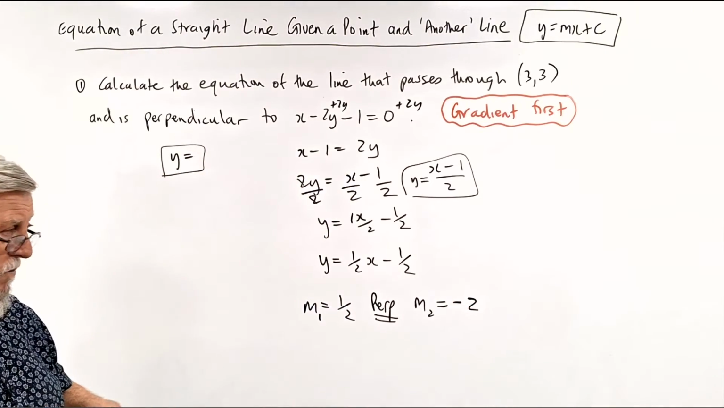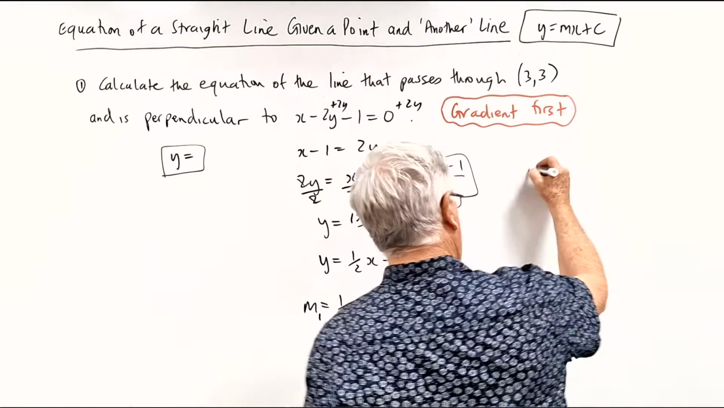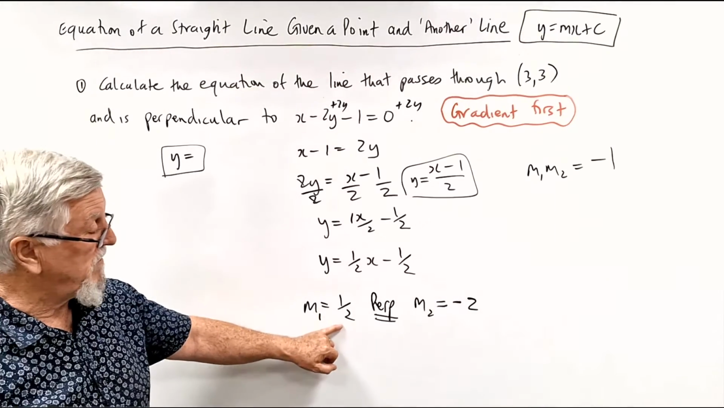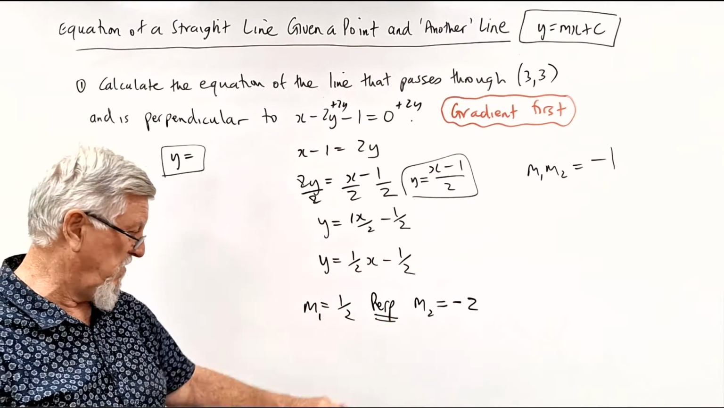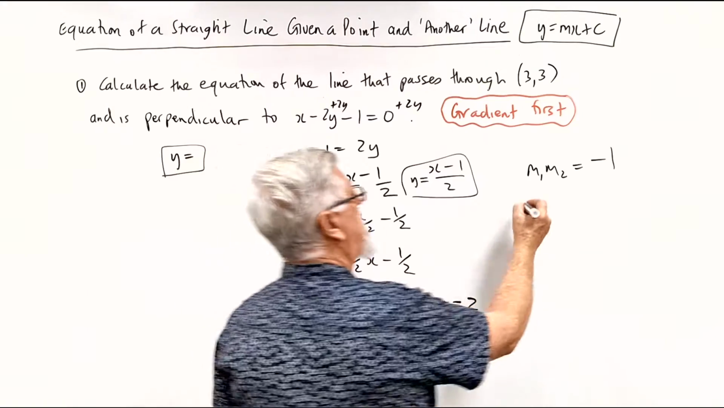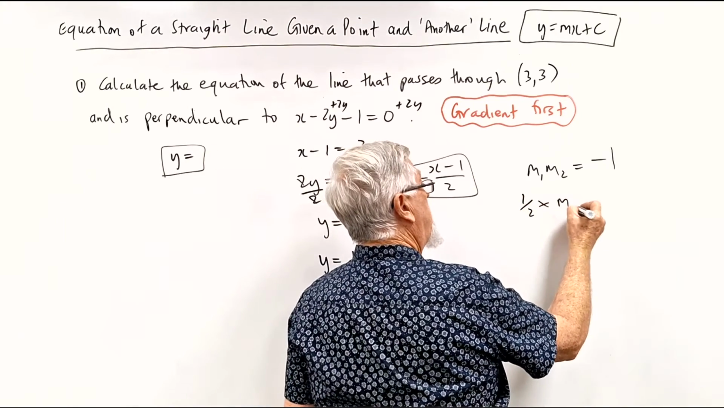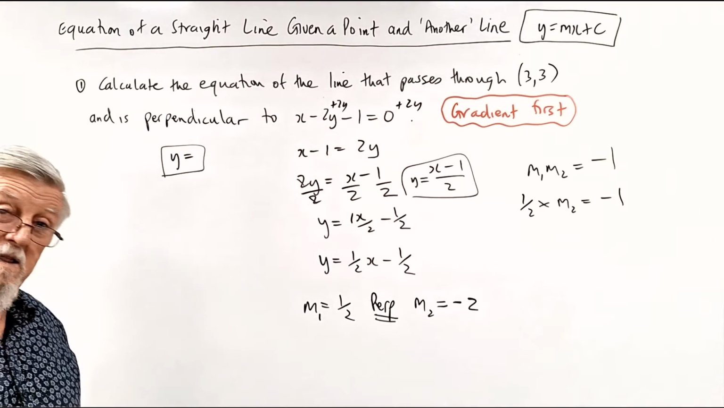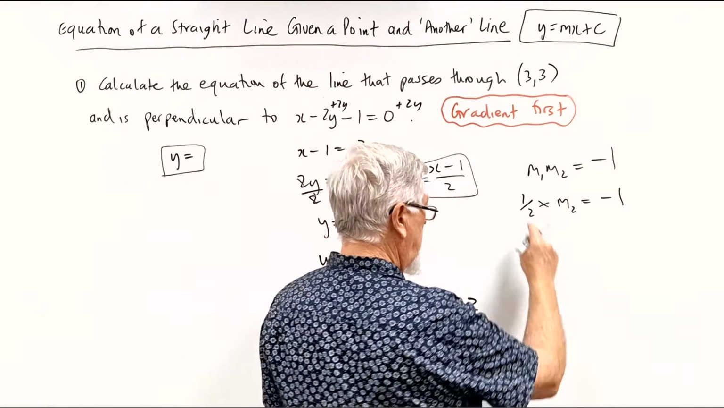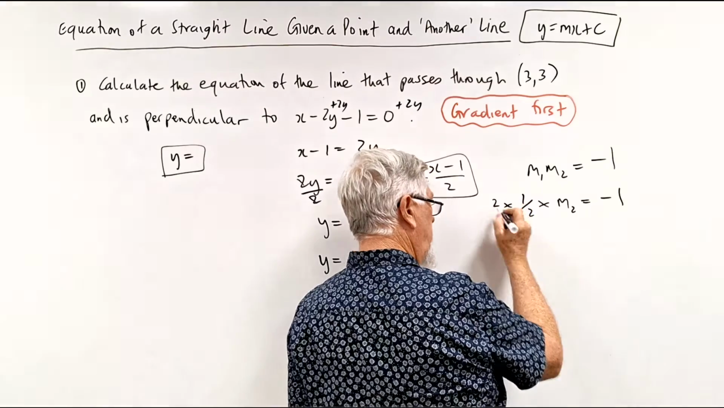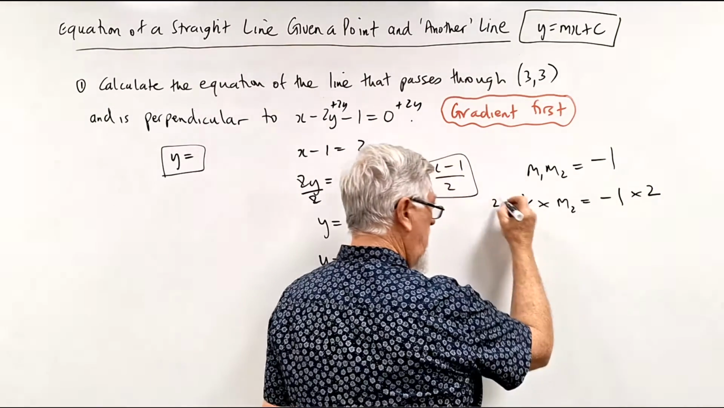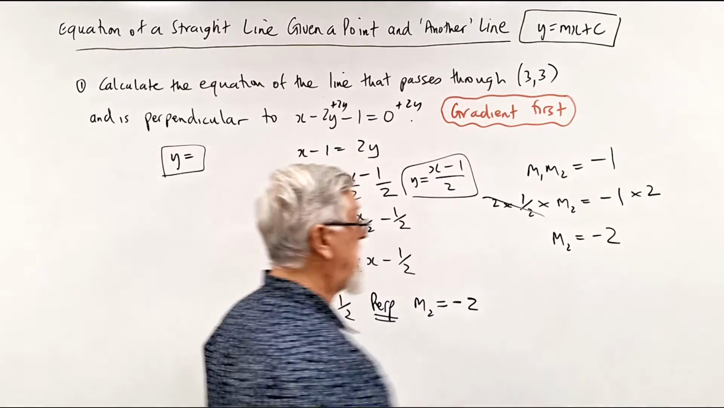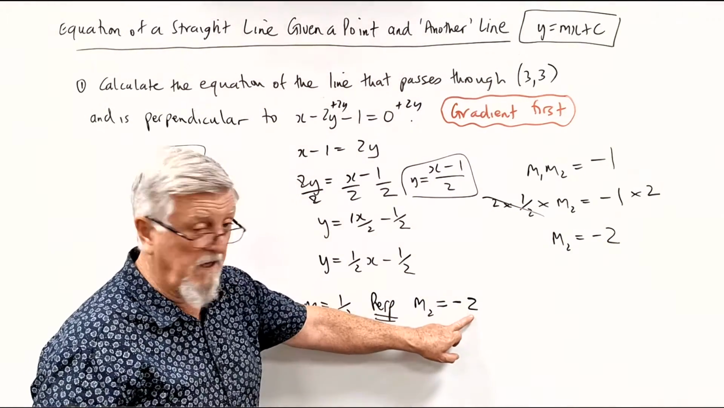Now, if you're not comfortable with that, you're going to go through m1 times m2 equals minus 1. You don't want to just remember that you turn it upside down and make it the opposite sign. If m1 was a half, when you multiply it by m2, you're going to end up with minus 1. And we can look at that for ages. Maybe I'll put in another video showing why that works. So how do I get rid of a half? I times this side by 2, I times that side by 2. The 2 and the half cancel each other out, and I've got the second gradient is minus 2. So the gradient perpendicular is minus 2.